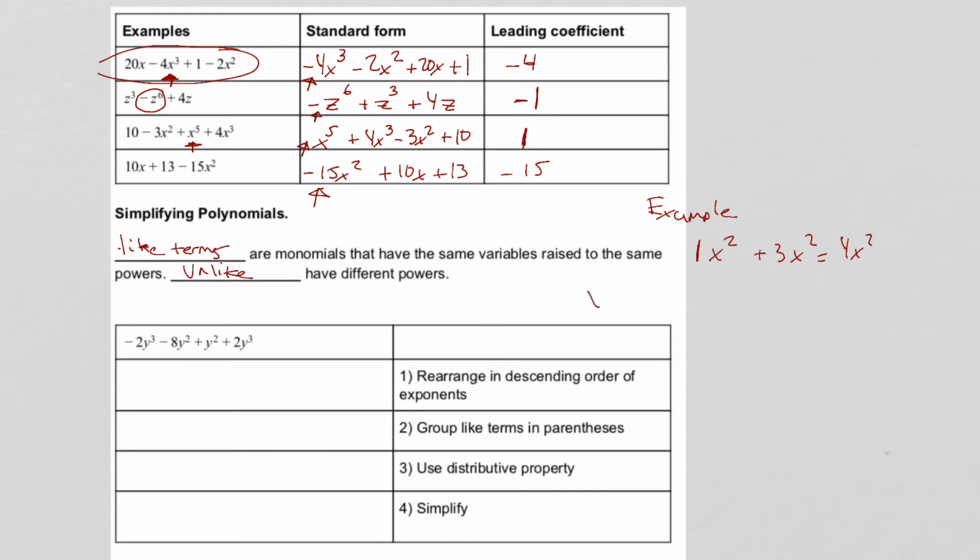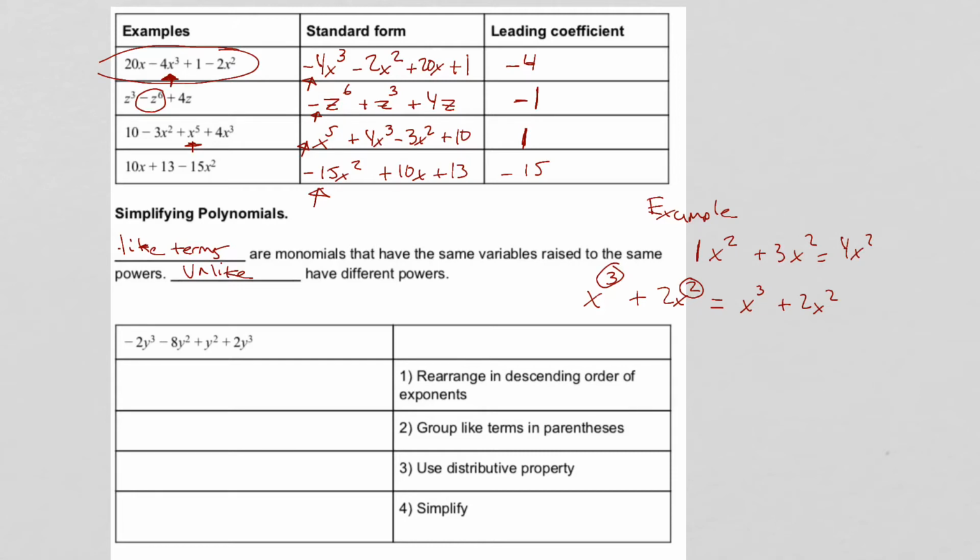But if I have x to the 3rd plus 2x squared, these are not like terms. Because it's not that the numbers are different, but the exponents are different. So this doesn't simplify. This simply is this. I cannot combine it any further. Remember in like terms, you're trying to put them together.